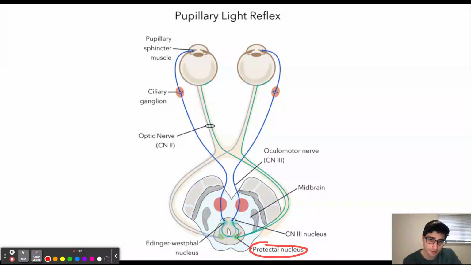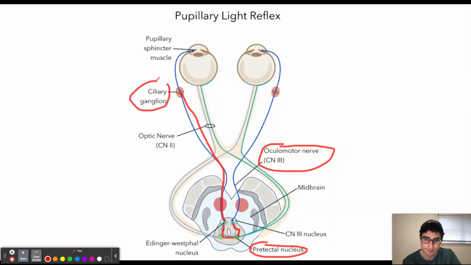Now, from the pretectal nucleus, we will be sending fibers to the ipsilateral and the contralateral Edinger-Westphal nucleus. From the Edinger-Westphal nucleus, with the help of the oculomotor nerve or the third cranial nerve, we will be stimulating the ciliary ganglion. From the ciliary ganglion, we will be sending fibers that will result in the contraction of the pupillary sphincter muscle, resulting in meiosis or the constriction of the pupil.